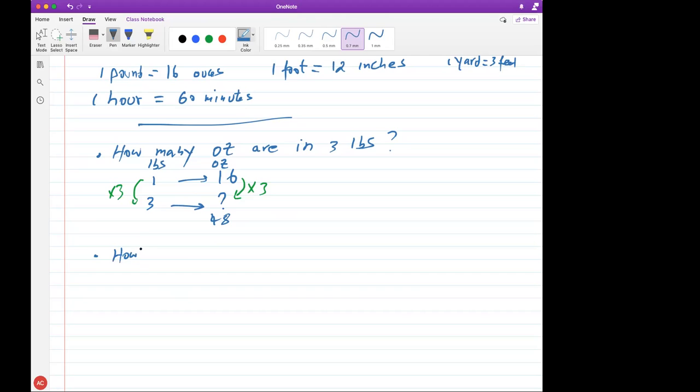Let me give you one more example here. How many yards are in, let's say, 18 feet? How many yards are in the 18 feet? You may figure it out right away, that's good if you do. If not, first you're going to write the base formula. What is the base formula, the base ratio, for yards and feet?